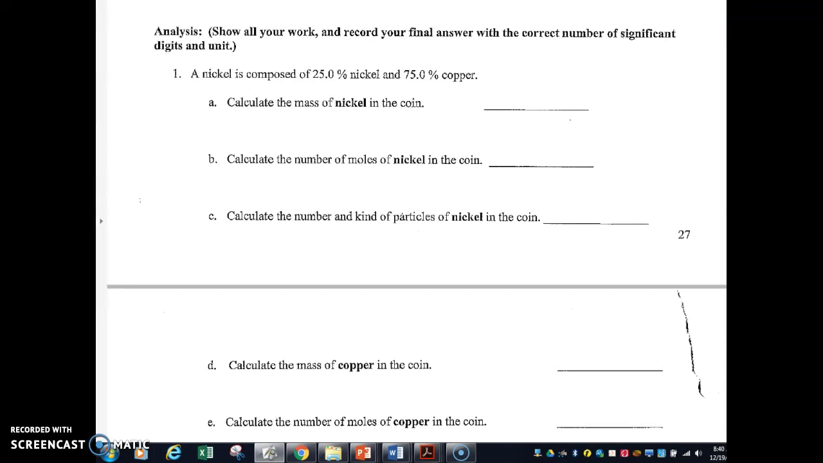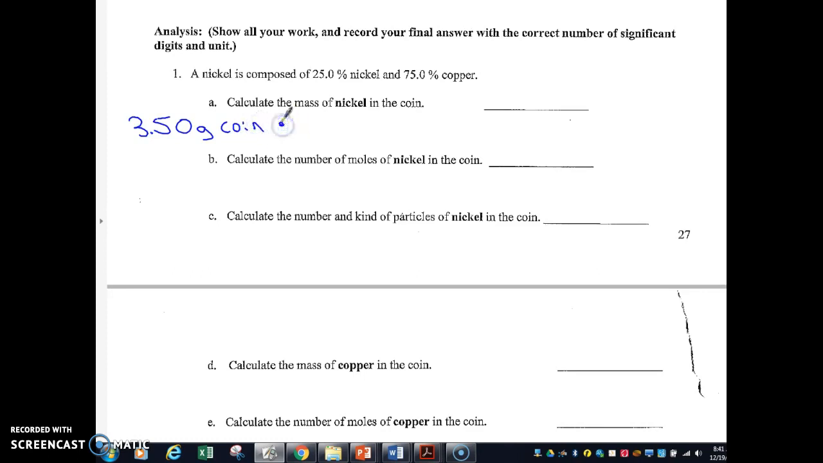So in this first one, you're going to get the mass of a nickel, and it tells you that the nickel is made up of 25.0% of the element nickel, and 75.0% is the element copper. So if you want to figure out how much of the element nickel is in that coin, what you have to do is start off with the mass of a nickel. And I'm just making up this number. Do not write 3.50 grams down on your paper. But let's just say in this case that you start off with 3.50 grams of that coin.